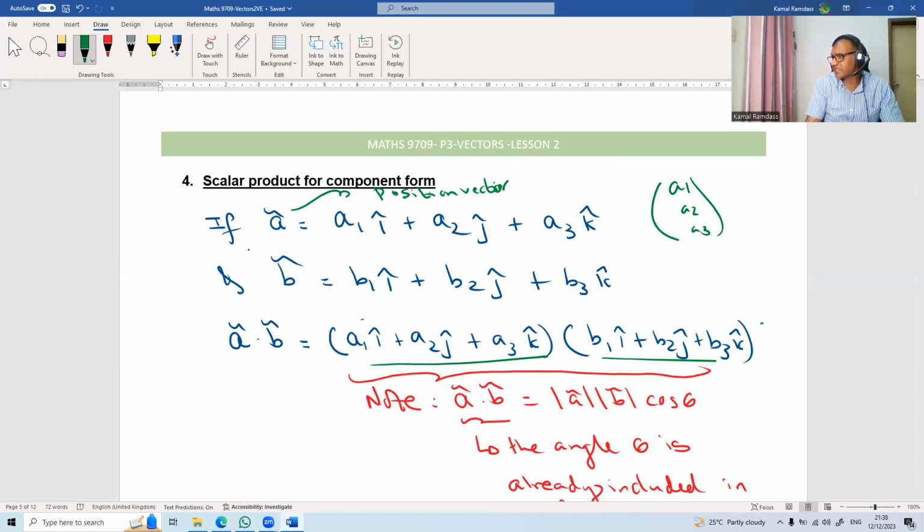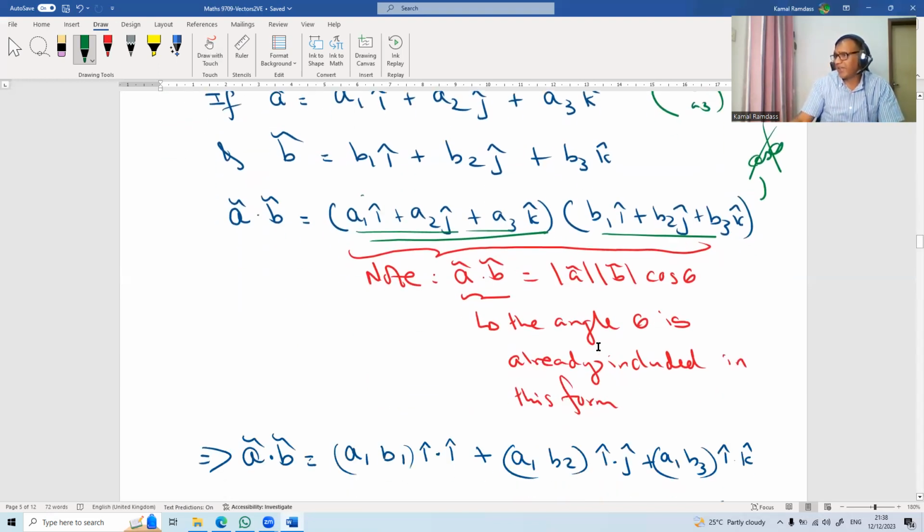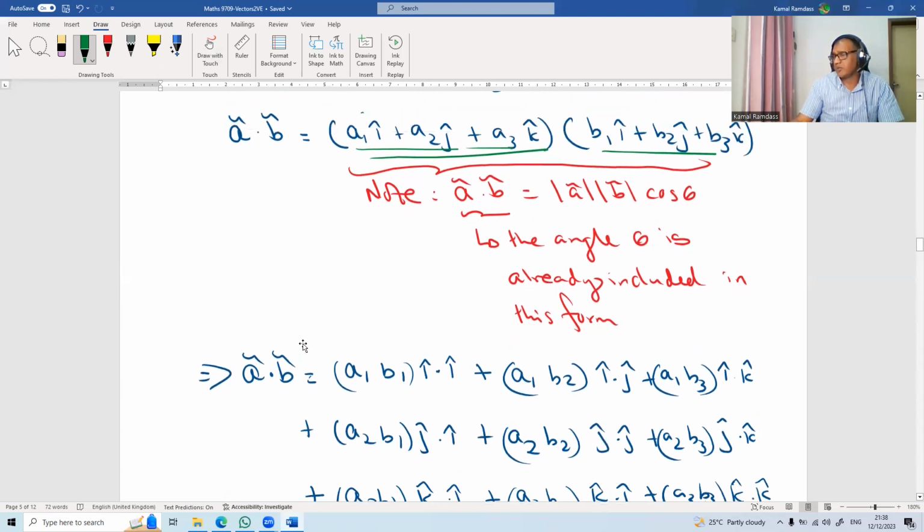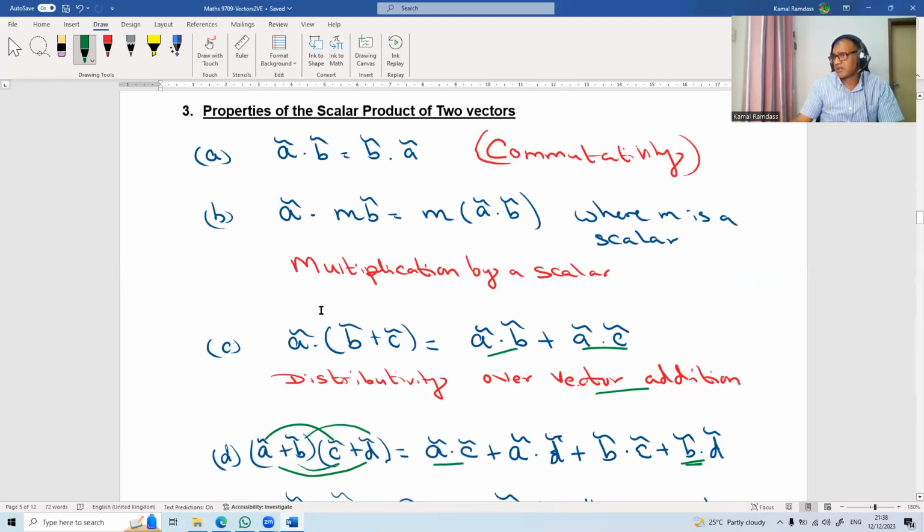The cos theta is included in this form. Attention, we do this behind there. The cos theta is included in this form because it is a vector, a position vector. They already have a direction. OK? The angle theta is already included in this form. And for A bar dot B bar, it gives us a property. That is a property, OK?